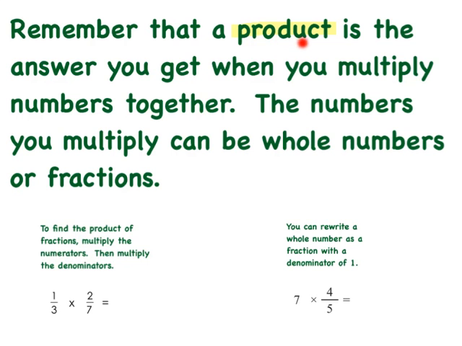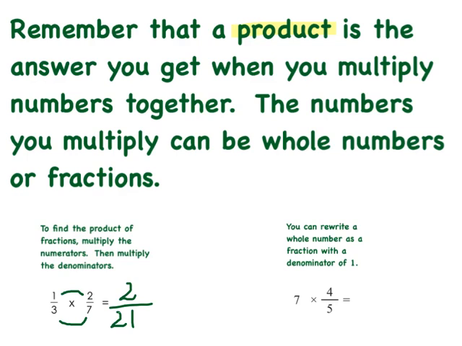Remember that a product is the answer that you get when you multiply numbers together. And the numbers that you multiply can be whole numbers or they can be fractions. Now, to find the product of fractions, you're going to multiply the numerators and then you multiply the denominators. So you don't even need to find a common denominator. You're simply going to multiply the 1 times the 2 and get 2, and the 3 times the 7 and get 21.